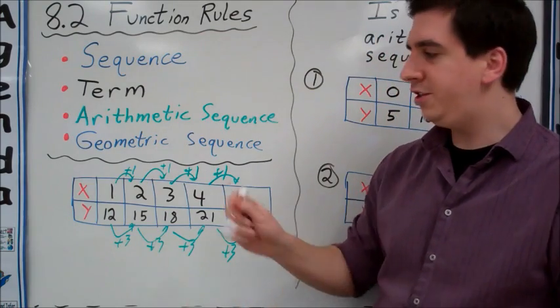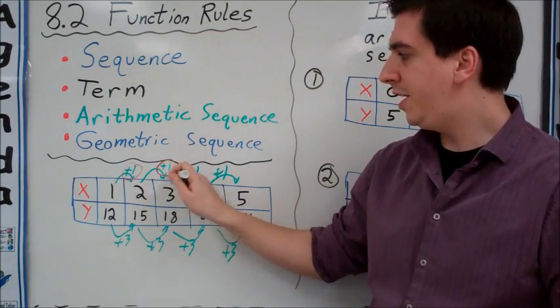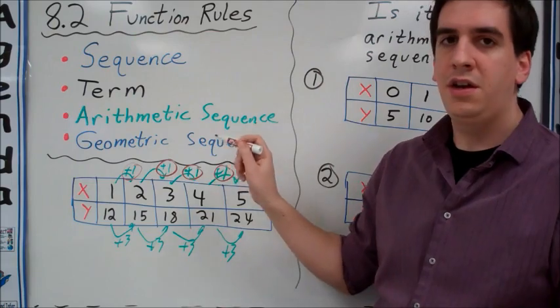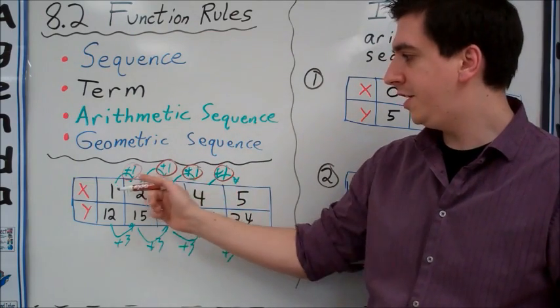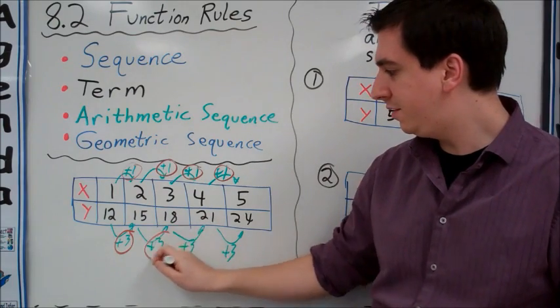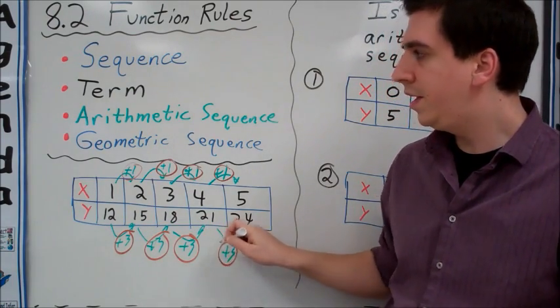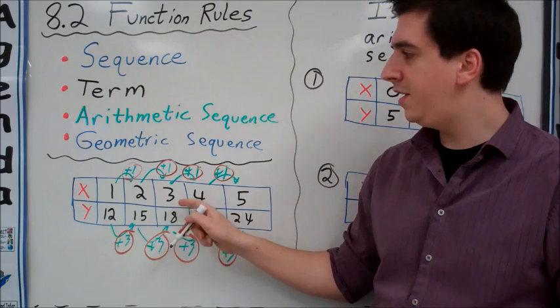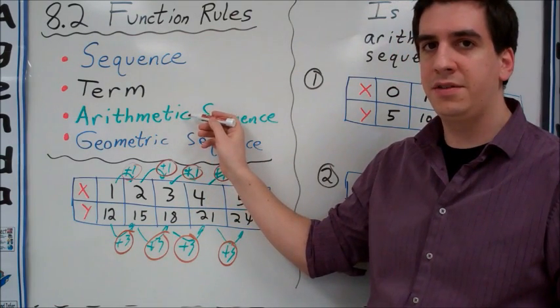Since all of these changes, your change in x, are the same, another word that we use is constant. Your change in x is always constant. Our change in y is also constant. That tells us that this sequence is arithmetic.